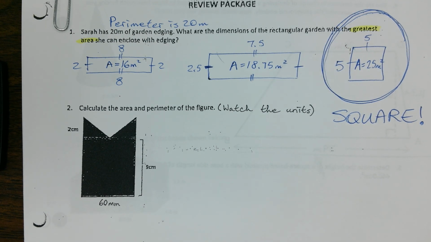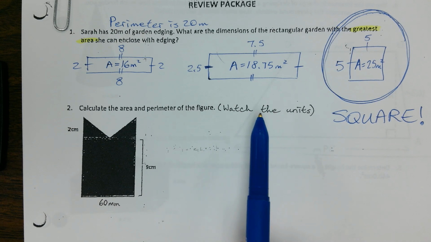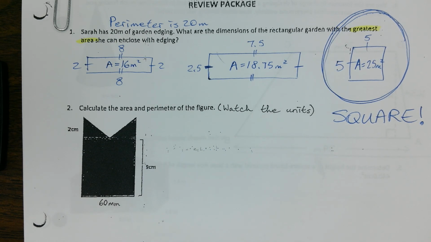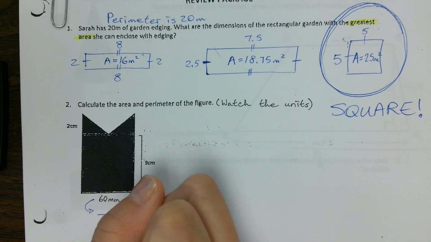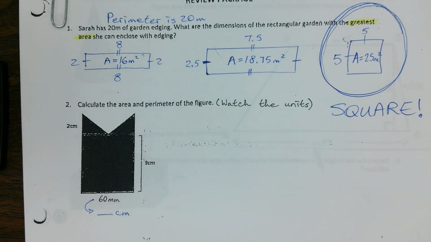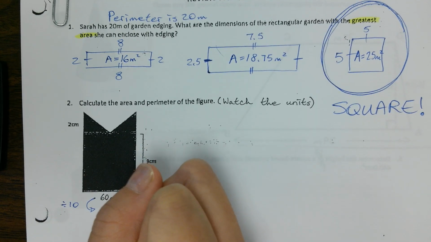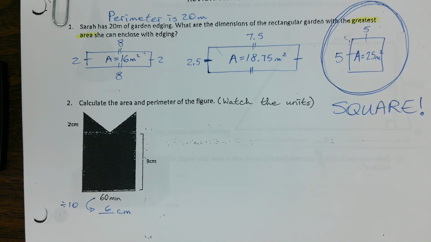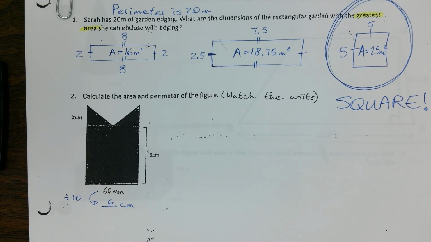Okay, so I hope you guys caught that hint. All right, calculate the area and perimeter of the figure. Watch the units. Okay. So what do I need to change here? Yeah. So millimeter to centimeter, what do I do? Divide by 10. So this is 6. All right. So conversions. Okay. So calculate the area.